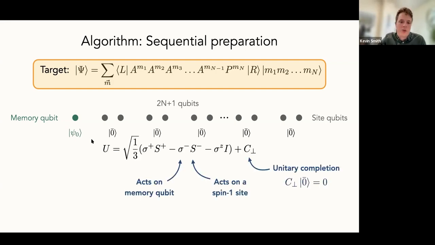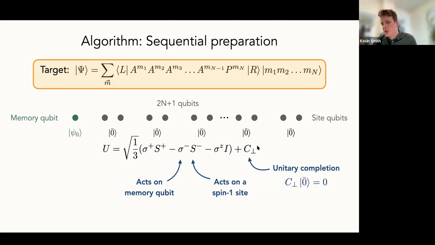Then what we're going to do is apply this unitary. The bulk of the algorithm is just applying this unitary, which I'm going to write down and explain where it comes from in a little bit. The basic idea is this is a 3-qubit unitary, which has a few different terms. But each term has some Pauli operator, which acts on the memory qubit, and some spin operator, which acts on a pair of qubits belonging to a spin 1 site.